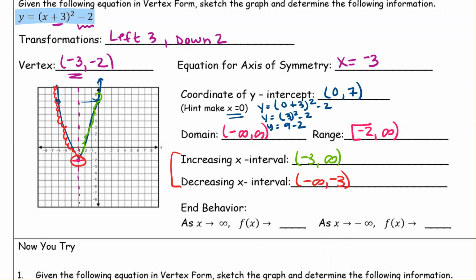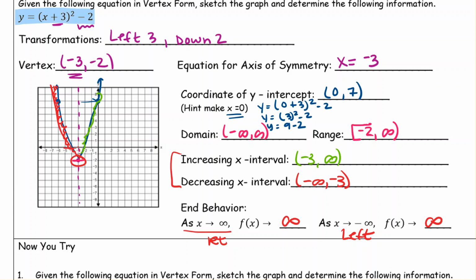And then the last piece is the end behavior, which is what happens on both ends of the graph. As x goes to infinity, which means to the right, my y's go up to infinity. And as x goes to -infinity, to the left, my y's also go up, so that would be +infinity.